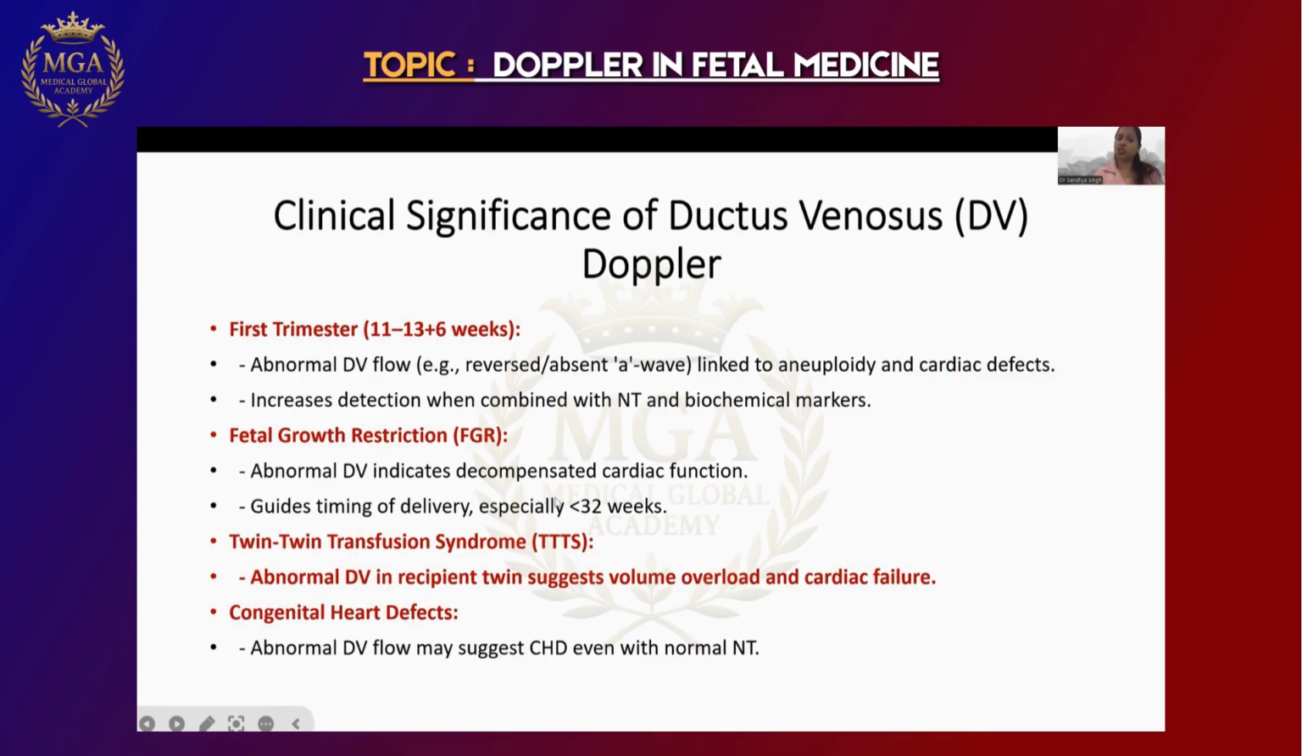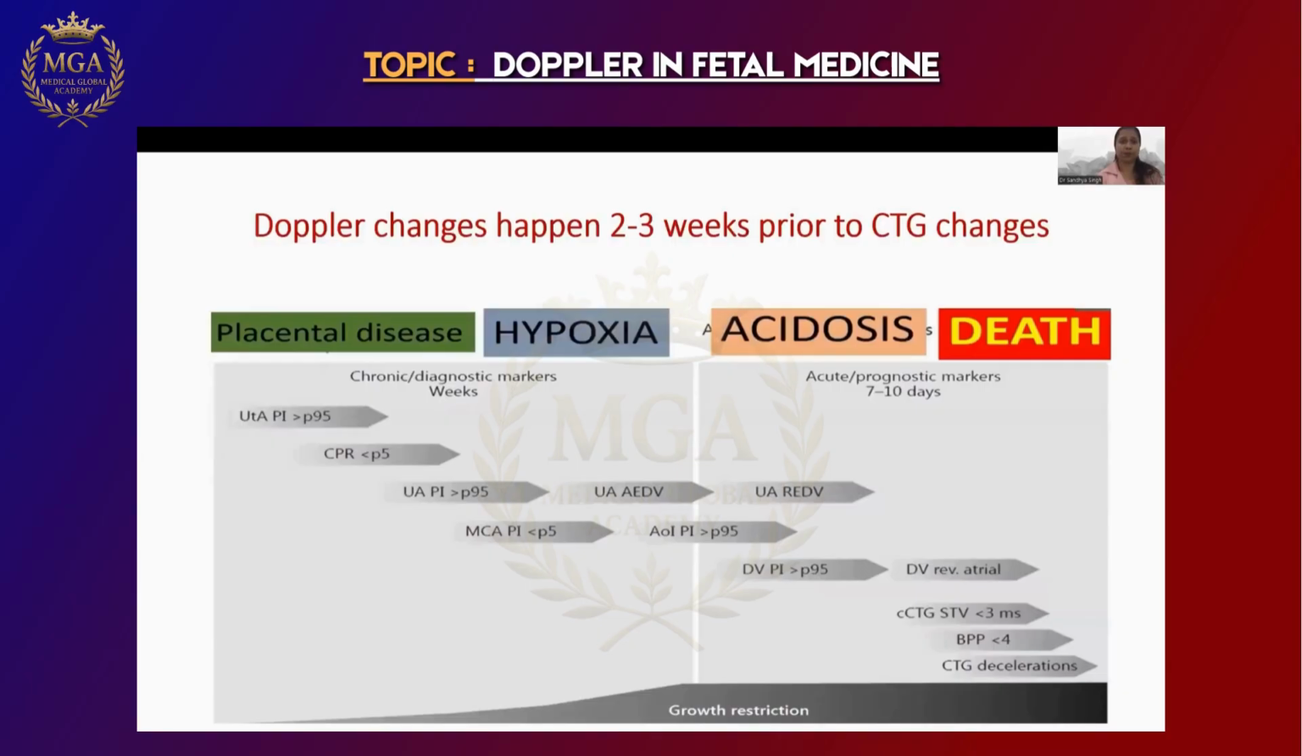In growth restriction, it tells about the cardiac function and helps in timing the deliveries in early onset FGR. In twin-to-twin transfusion, it can tell about the cardiac overload. And even in congenital cardiac abnormalities, we need to look at the DVs. DV abnormality can help us in picking those.